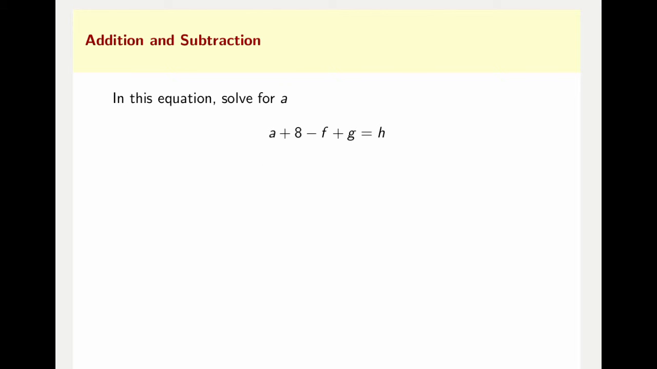So let's do another example. Here we want to solve for a. So everything that is not a goes to the other side of the equation. That means all of these terms here have to go to the other side of the equation. So let me start by writing a equals. I have an h there to begin with, so the 8 comes across as a negative 8, the minus f comes across as a plus f, and the g comes across as a minus g, and I'm done.